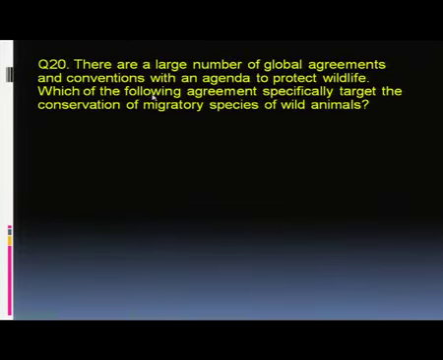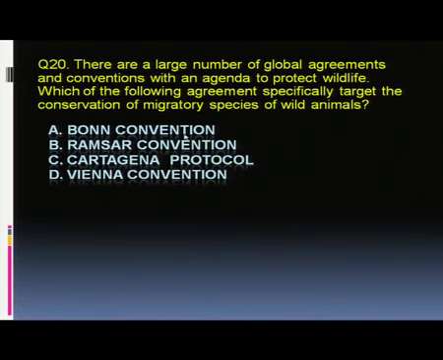Next question. There are a large number of global agreements and conventions with an agenda to protect wildlife. Which of the following agreements specifically targets the conservation of migratory species of wild animals? A. Bonn Convention, B. Ramsar Convention, C. Cartagena Protocol, and D is Vienna Convention. Again, this is a factual question pertaining to the knowledge or awareness of the environmental issues and the steps being taken. So, you need to remember them.